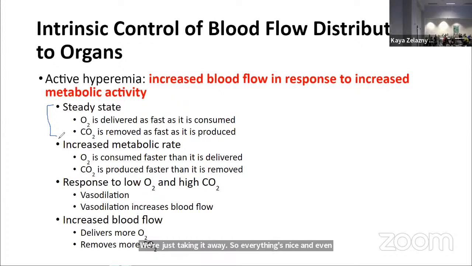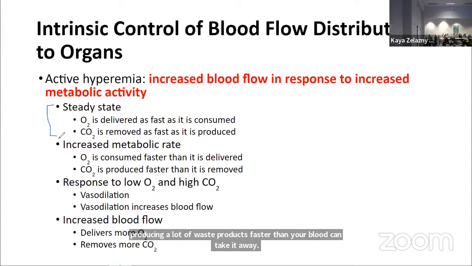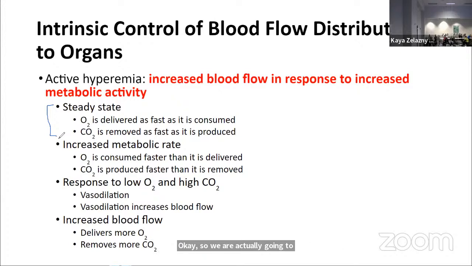Okay. When you increase the metabolic rate, now we need more oxygen to feed that tissue. So we're consuming more oxygen than we're actually delivering, right? And especially we're producing a lot of CO2, a lot of waste products, faster than your blood can take it away. So we are actually going to see that those concentrations of oxygen and carbon dioxide surrounding the tissue are changing because we've changed its metabolic needs. And that is what your arterioles are going to respond to as a form of intrinsic control.